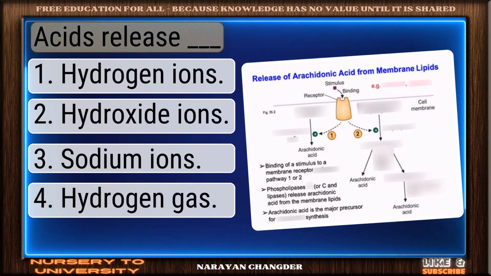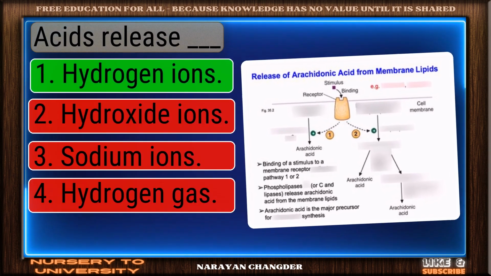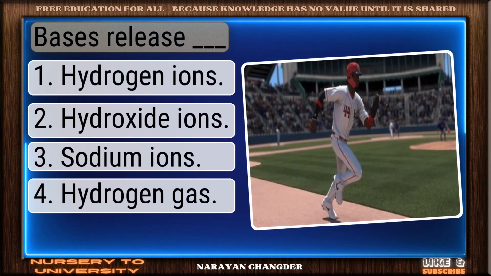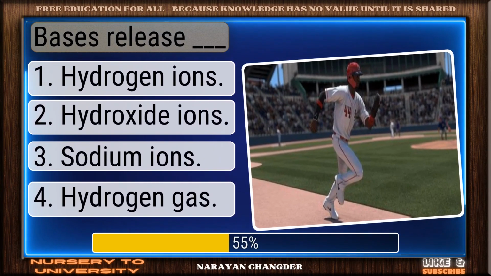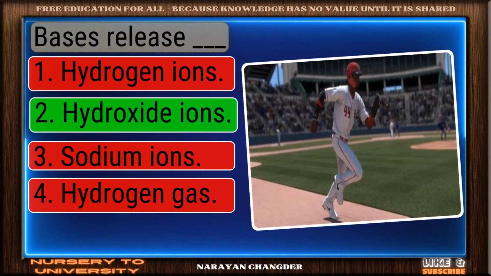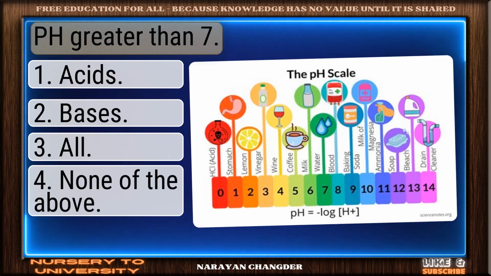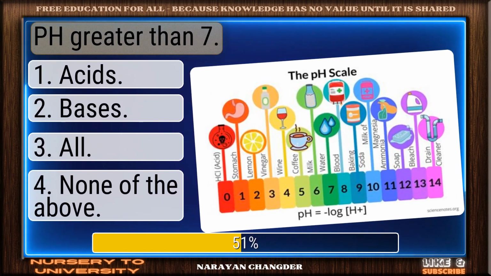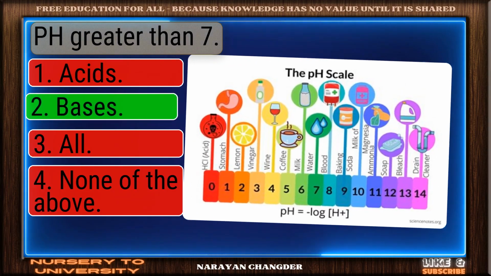Question number 256. Acids release dash? Excellent. Hydrogen ions is a brilliant choice. Question number 257. Bases release dash? Perfect. Hydroxide ions is the correct choice. Question number 258. pH greater than 7. Good thinking. Bases is the right answer.